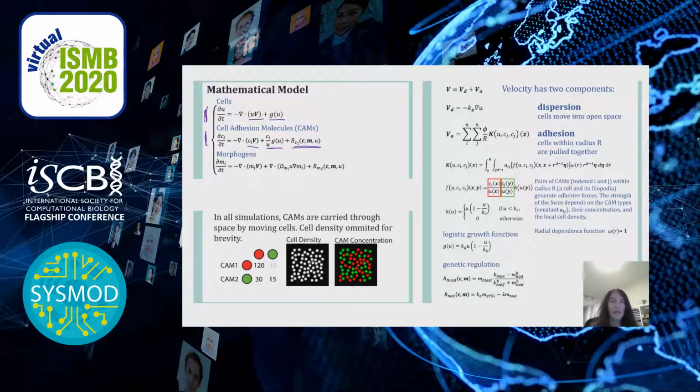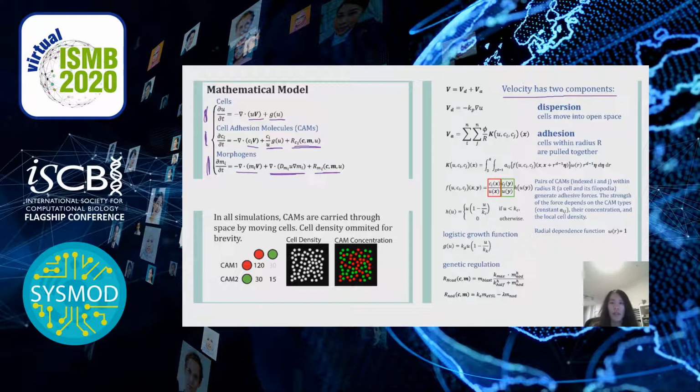CAMs can also be produced in accordance with the action of certain morphogens, which are carried by the tissue, but also diffuse throughout the tissue. And morphogens can also lead to the production of other morphogens. The velocity by which cells move has two components, dispersion and adhesion.